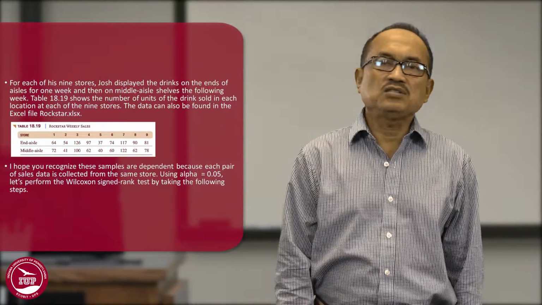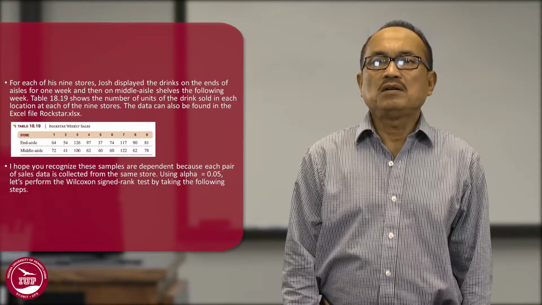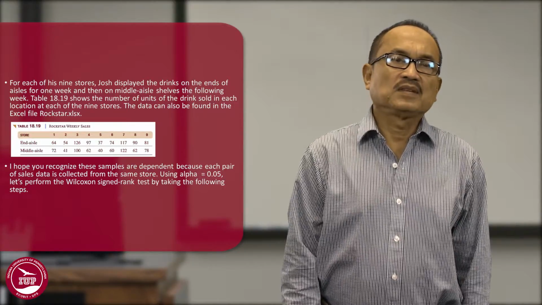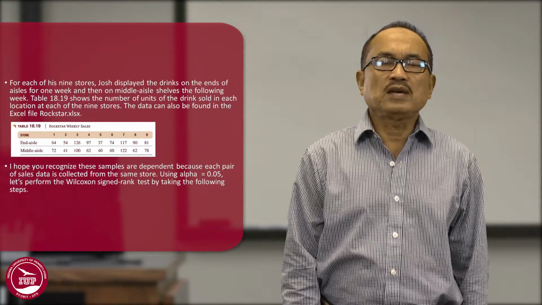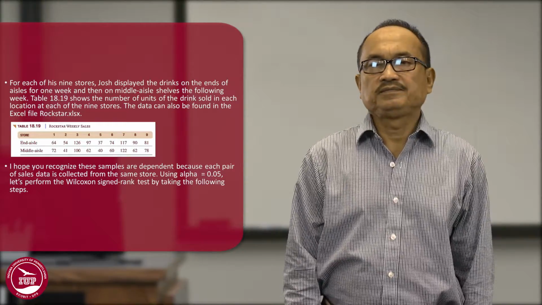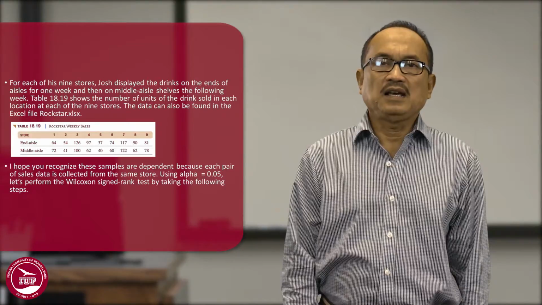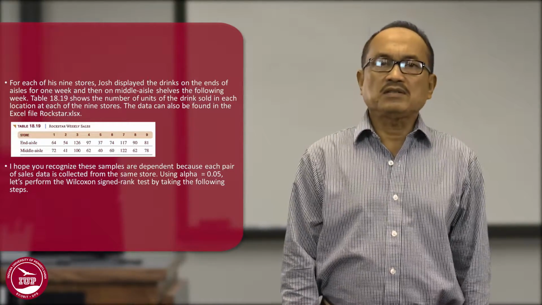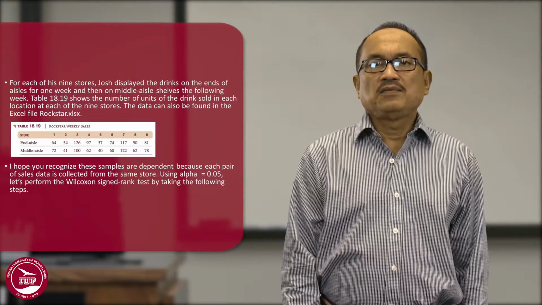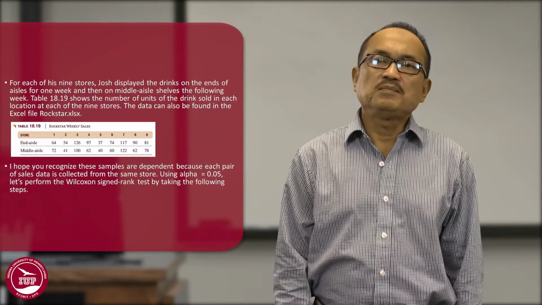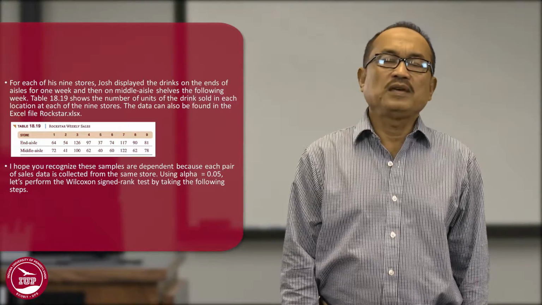For each of his 9 stores, Josh displayed the drink on the end of the aisle for 1 week and then on a middle aisle shelf the following week. Table 18.19 shows the number of units of the drink sold in each location at each of the 9 stores. The data can also be found in the Excel file rockstar.xlsx. I hope you recognize these samples are dependent because each pair of sales data is collected from the same store. Using alpha 0.05, let's perform the Wilcoxon sign rank test by taking the following steps.